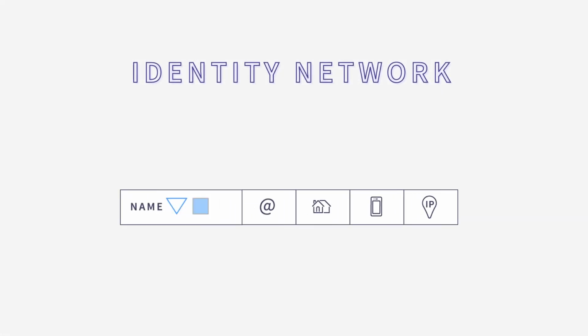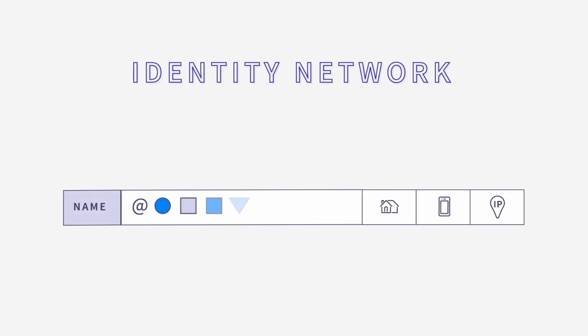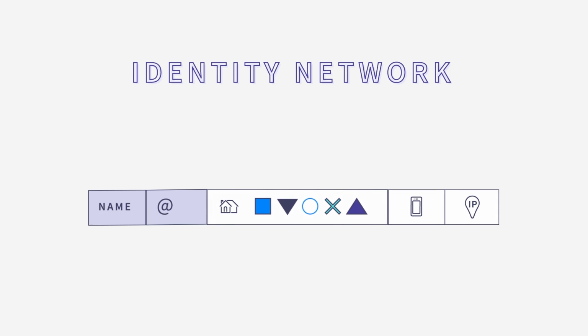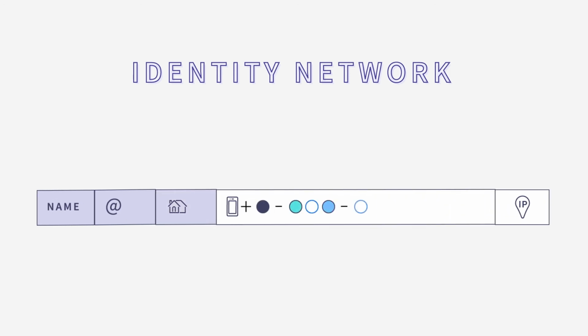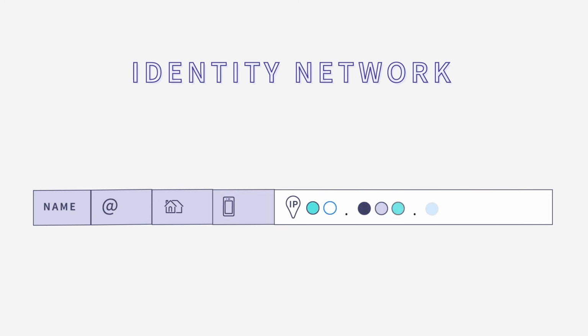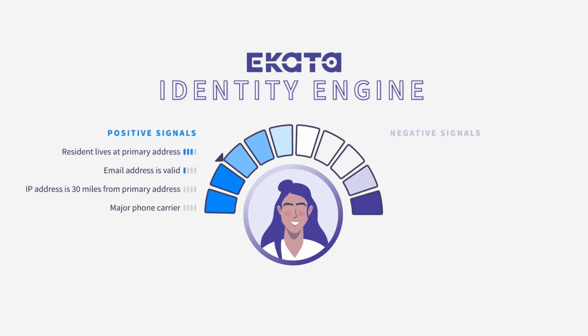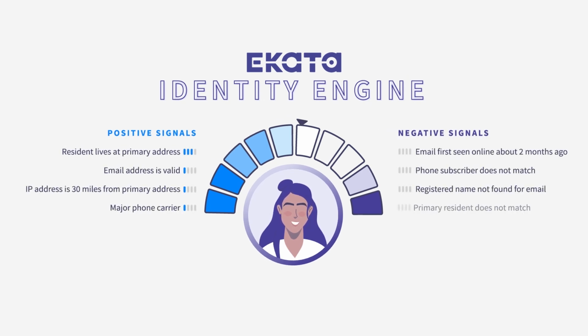The Identity Network uses first-party data from more than 400 million monthly anonymized customer queries to see patterns in how identity elements are used, such as a single IP address used with 15 emails in the last 6 months, and assess whether a user's activity is fraudulent. The Ekata Identity Engine processes these vast datasets to produce predictive insights so you can assess the risk of your customers faster than the blink of an eye.